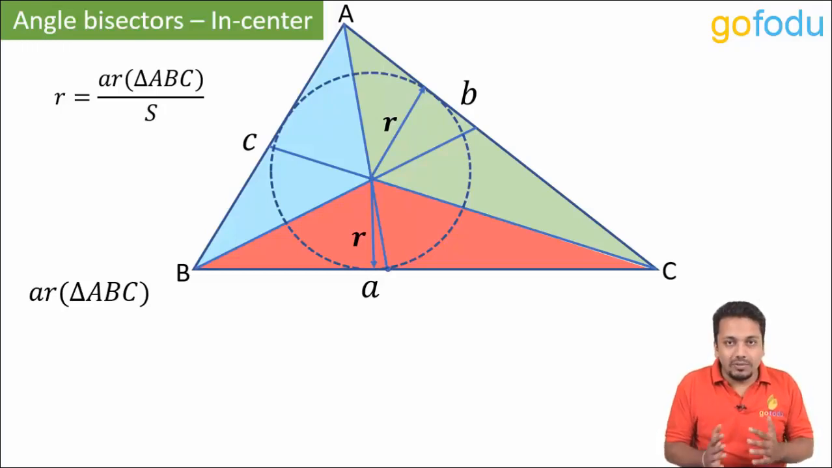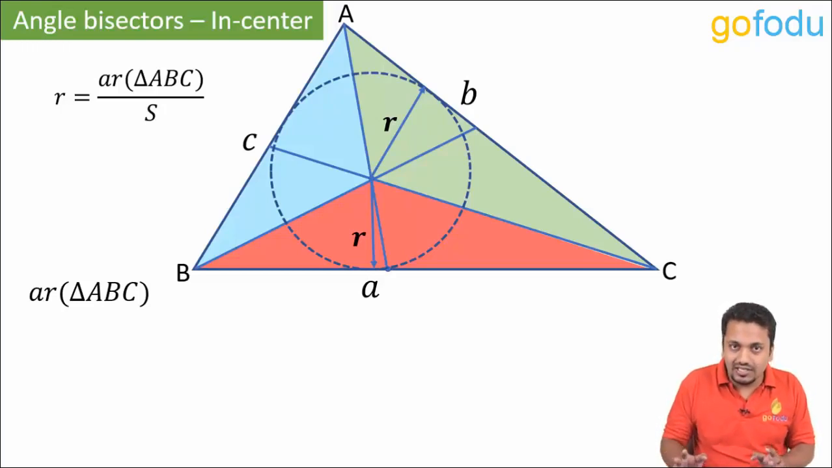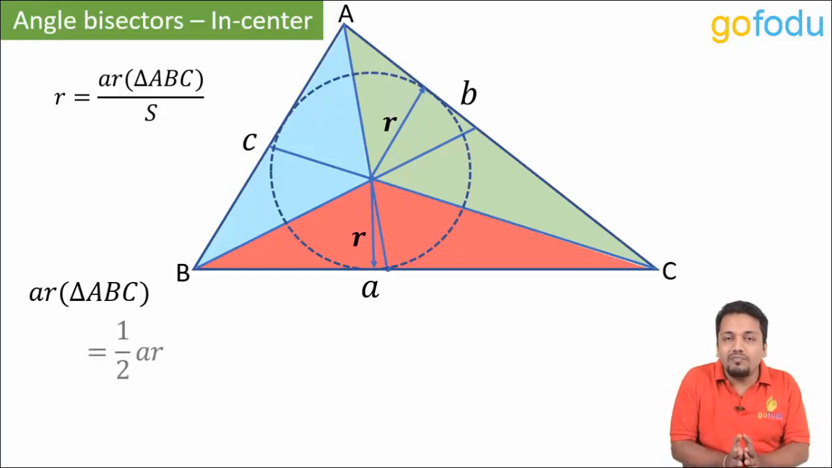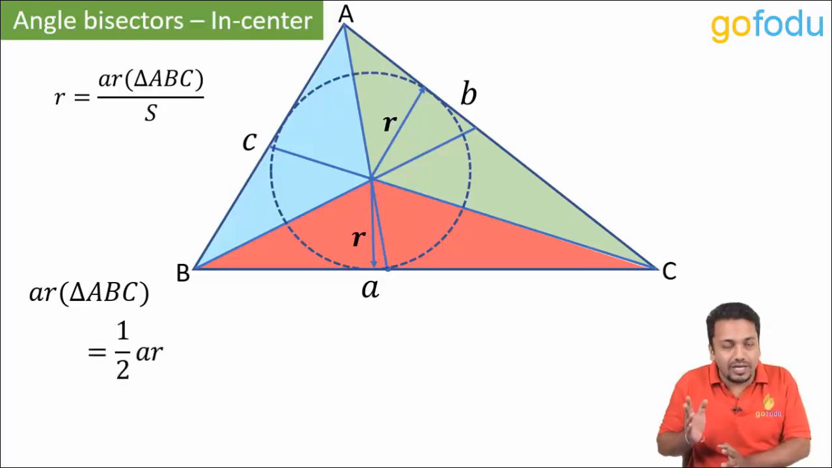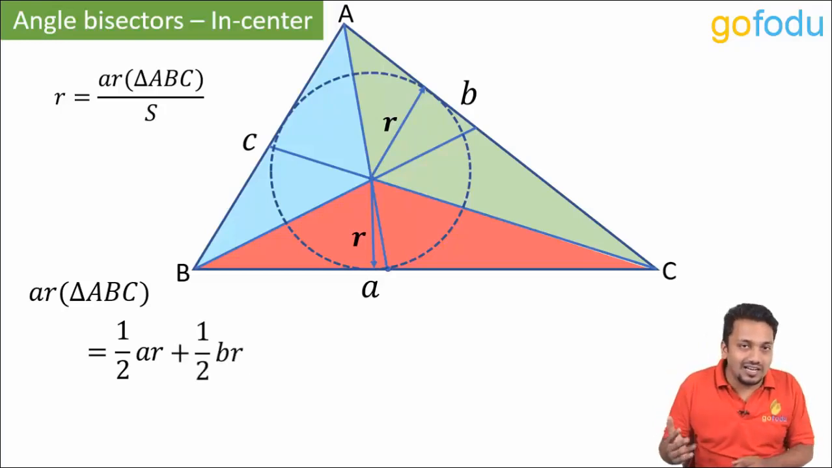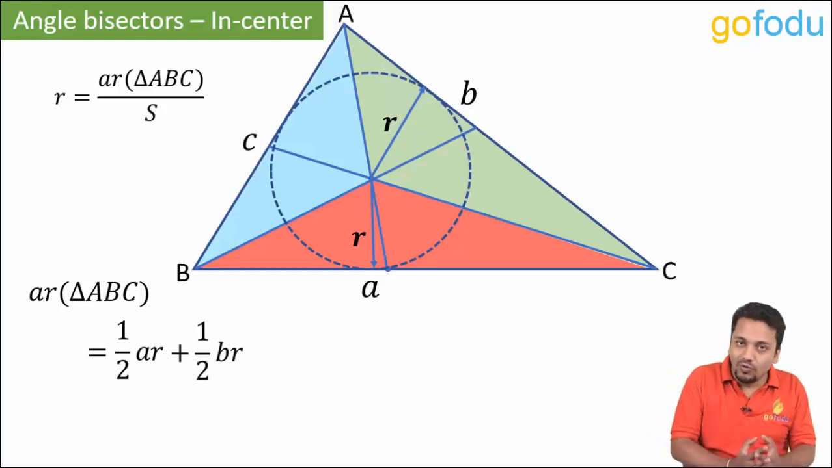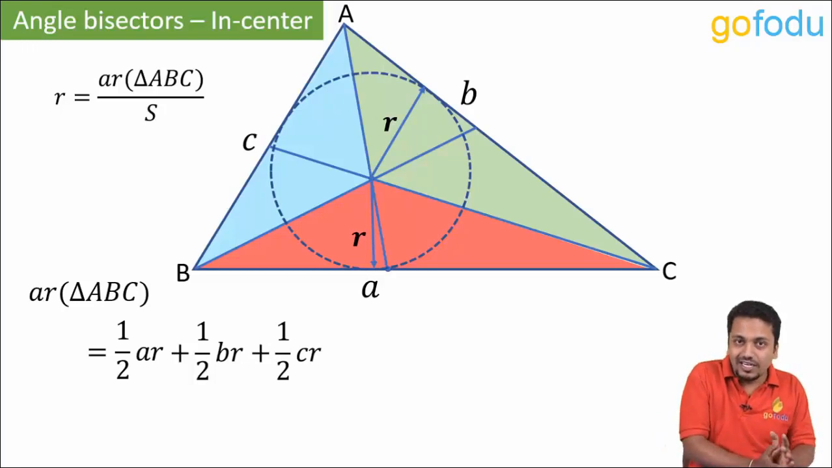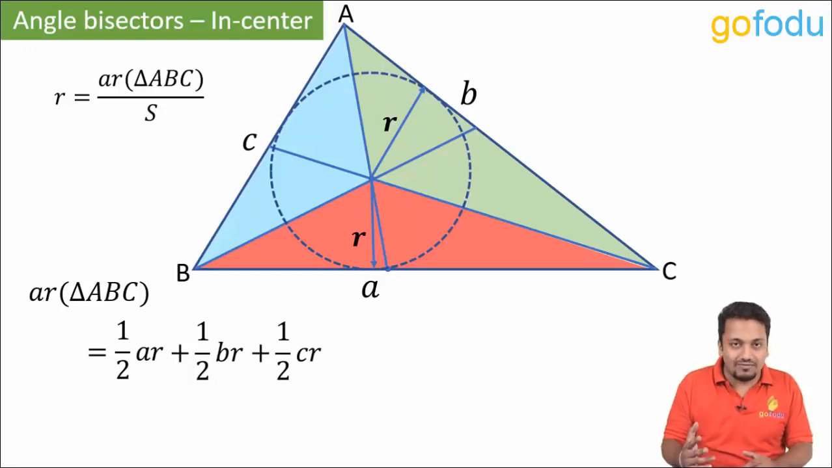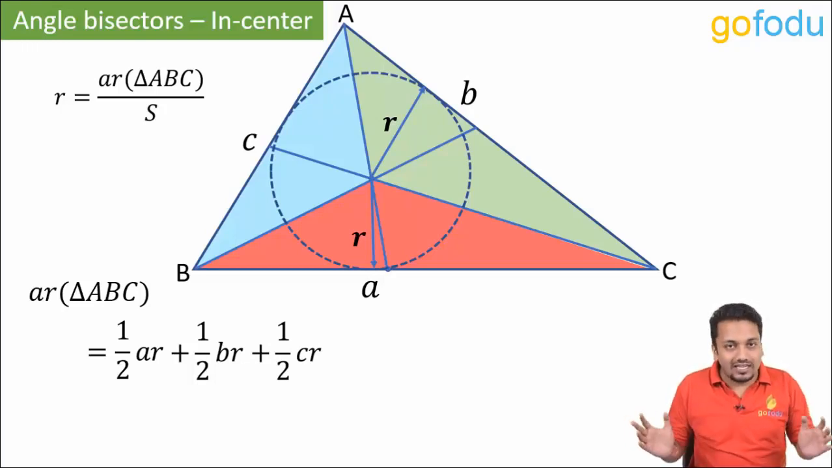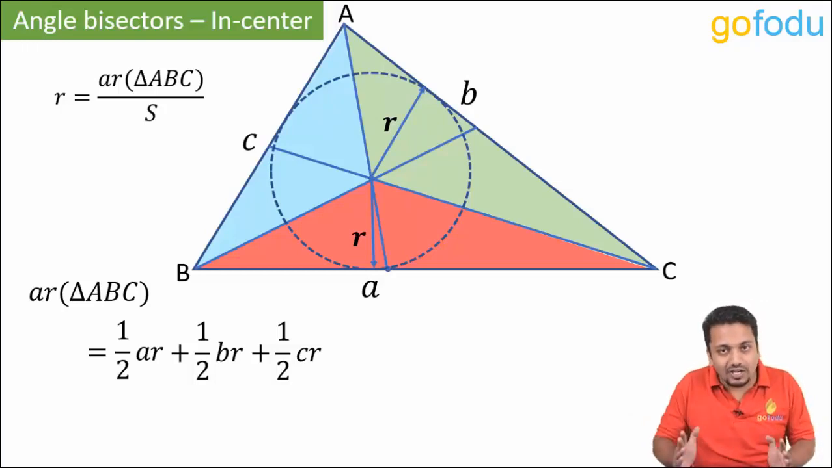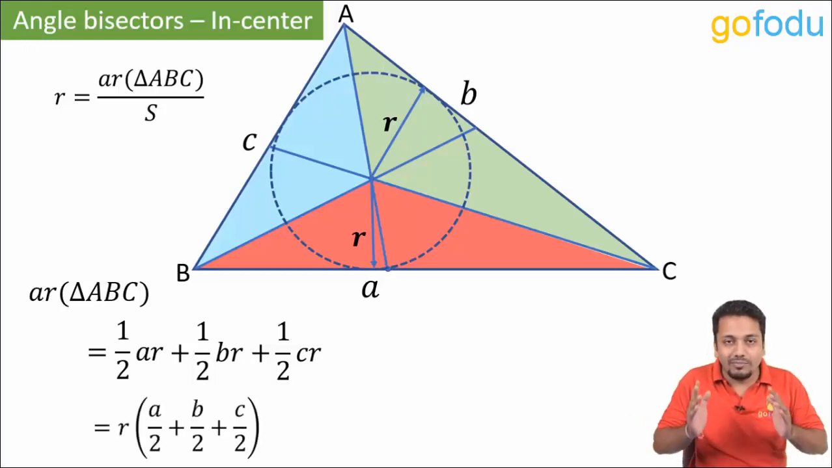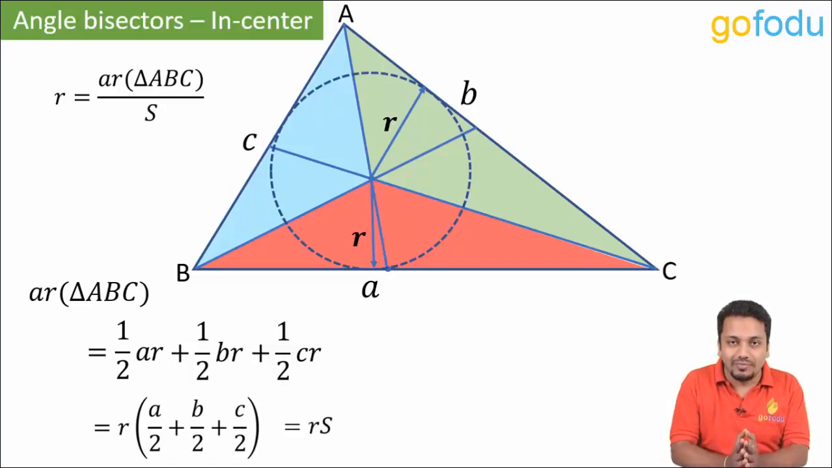So the area of triangle ABC is the sum of areas of these three triangles. Area of the red triangle is half base A into radius R, plus this green one is half base B into radius R again, plus this last blue one is half base C into radius R. The height is R for all three triangles. Now add them up and take R common outside the bracket, and what remains is the semi-perimeter, A plus B plus C by 2.